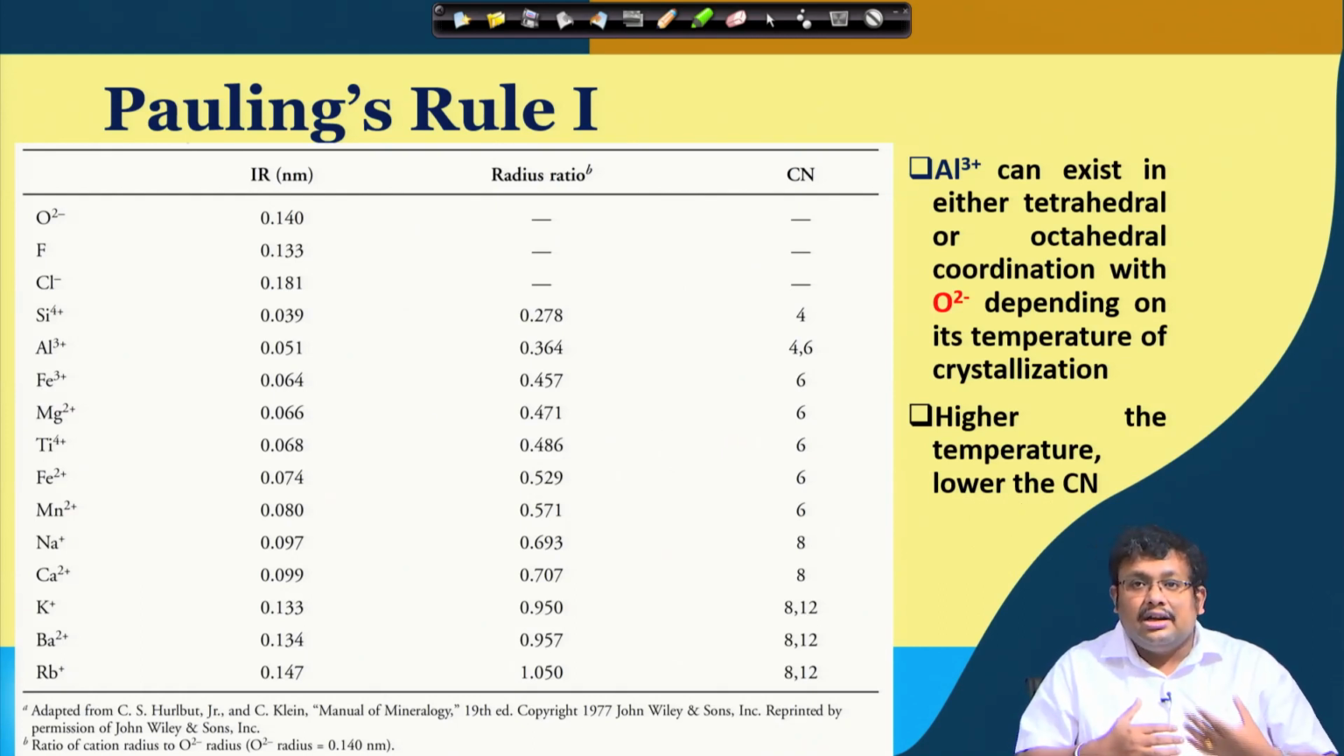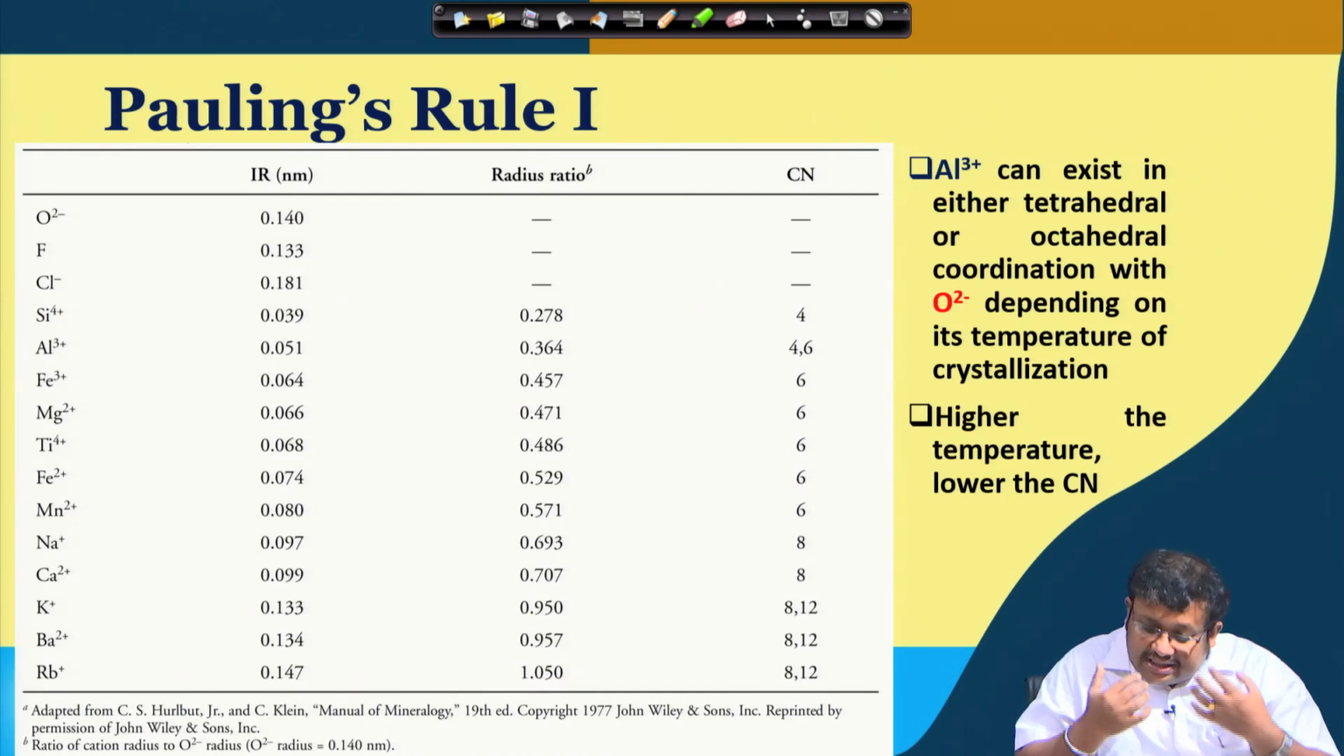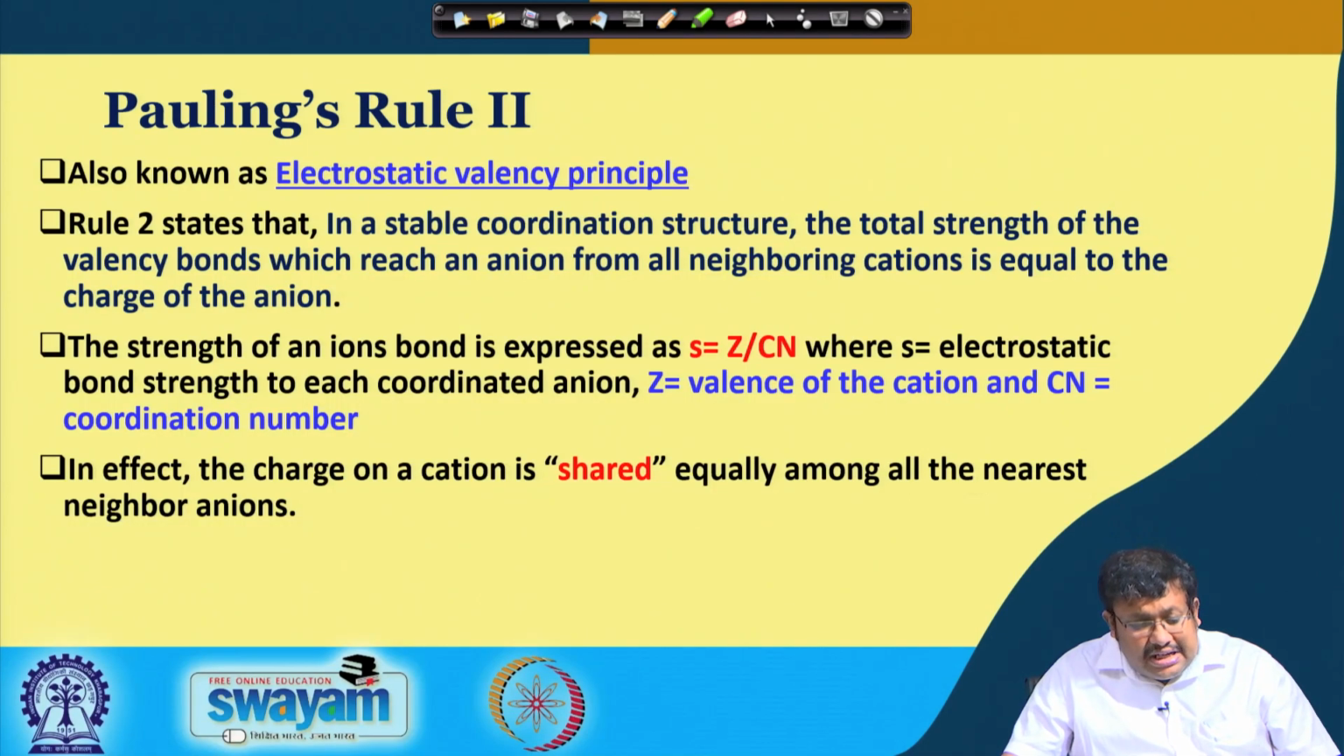tetrahedral or octahedral coordination with the oxygen anion, depending on its temperature of crystallization, because the higher the temperature, the lower the coordination number. It is a thumb rule. So, if there is a higher temperature, then there will be a lower coordination number. From Pauling's rule we can basically identify for each of these cations what their coordination number will be. Now, let us move to Pauling's rule 2.